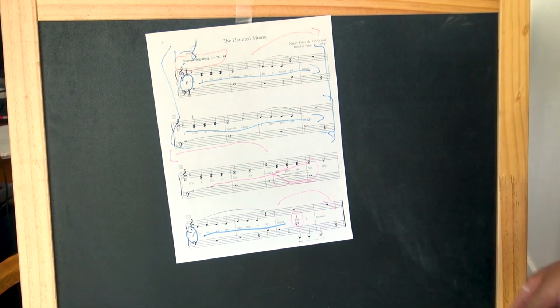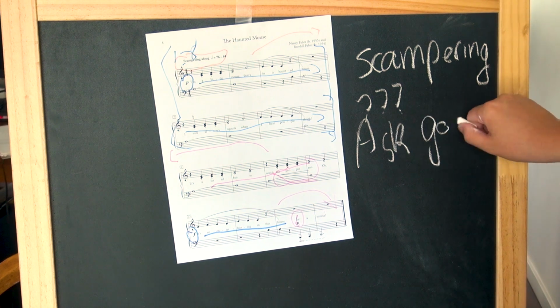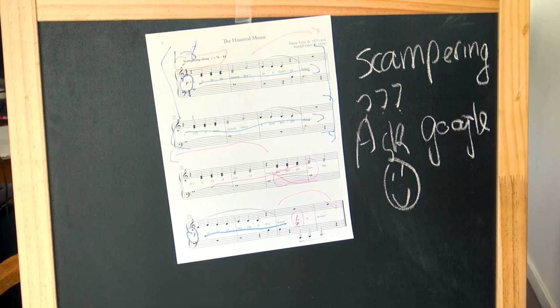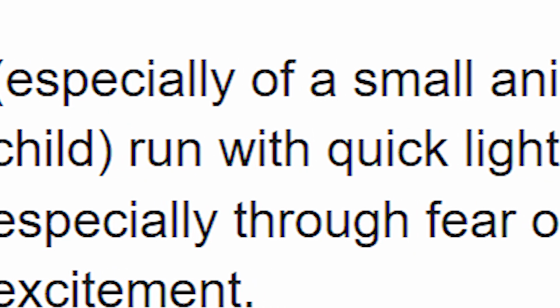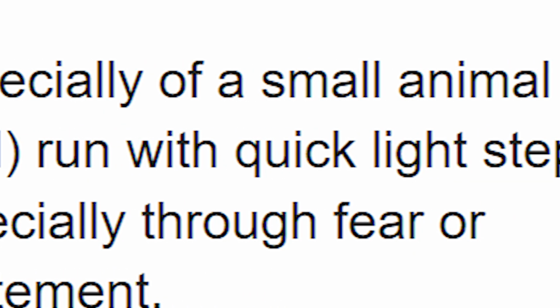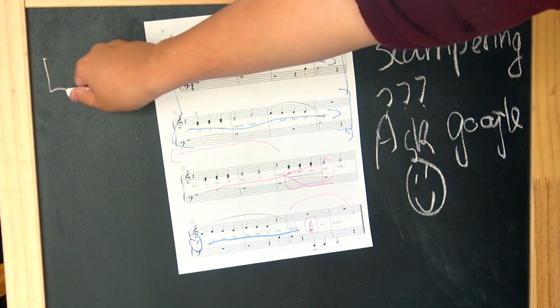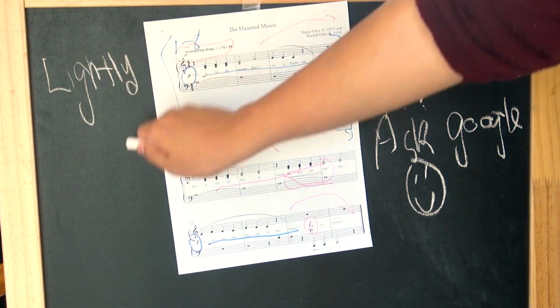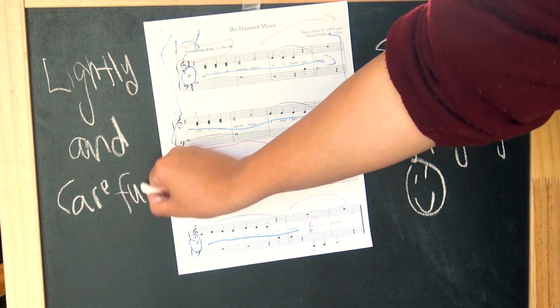If you look at the top left, it says "scampering along." After a quick Google search, the translation of scampering is, in brackets, especially of a small animal or child, one with quick light steps, especially through fear or excitement. For a piece so naughty like this, makes sense, right? This tells us that the piece should be played lightly and carefully.